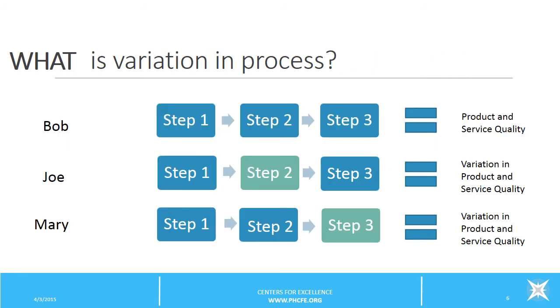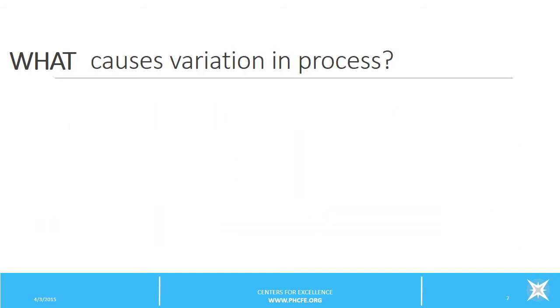In contrast, unintended variation adds unneeded complexity to our work processes. So our goal with quality improvement is to eliminate as much variation as we can, thus as much complexity from our processes as we can. Now, all of our processes have some degree of variation built into them, either intentionally or accidentally through inattention. So what causes variation in process?